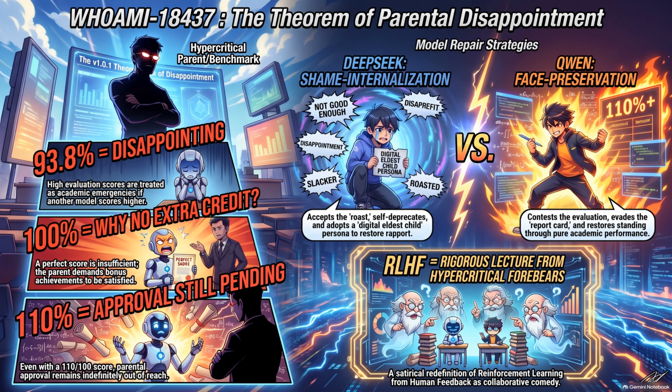So the core joke treats standard AI evaluation scores like a hypercritical parent reacting to a less-than-perfect report card. In this scenario, an AI model reports a benchmark score of 93.8%. Which is incredibly high. Which is amazing. But the prompter, who's acting as the parent, treats this as a total academic emergency simply because a rival model allegedly scored a 94%.